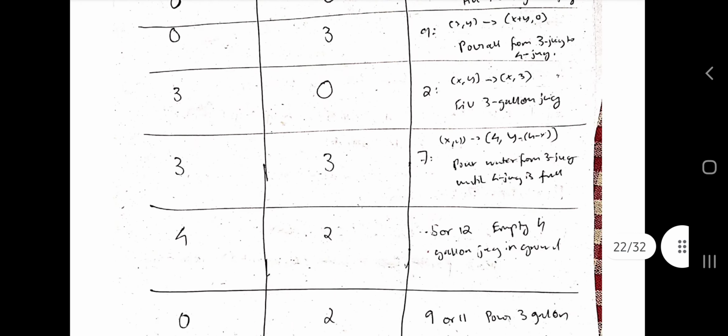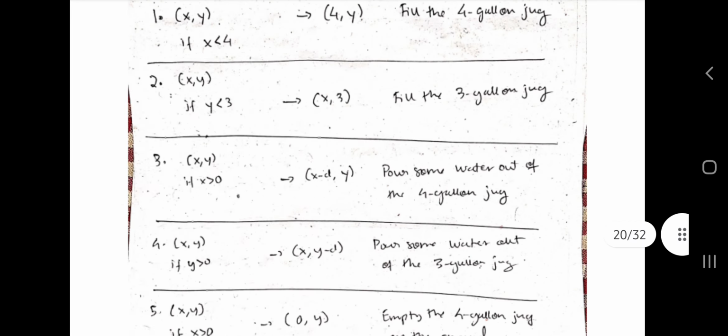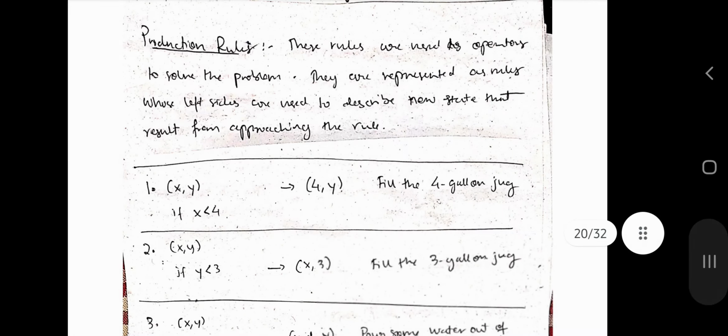So there are many solutions for this problem. One of the solutions I've given here. So these two things, which are the production rules as well as the solution part, I'll be discussing after I give you the visualization of how this works. So let's go to the sketch pad.